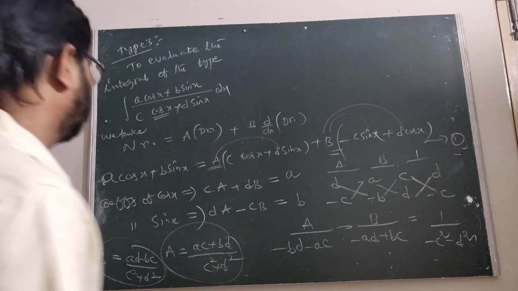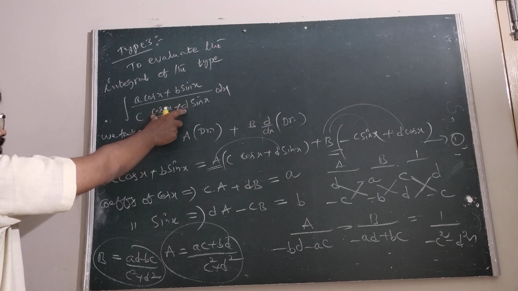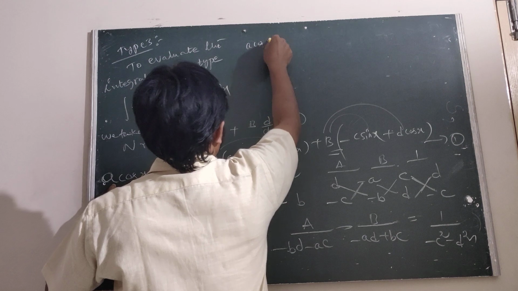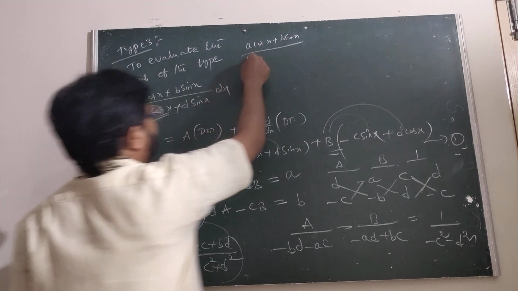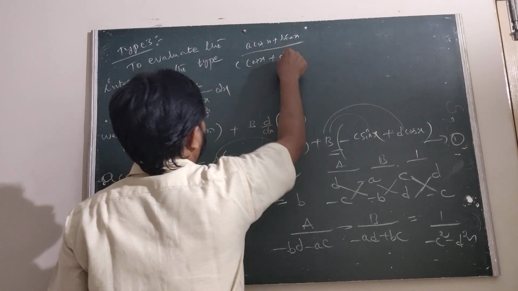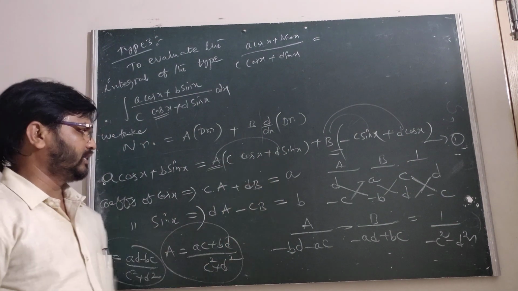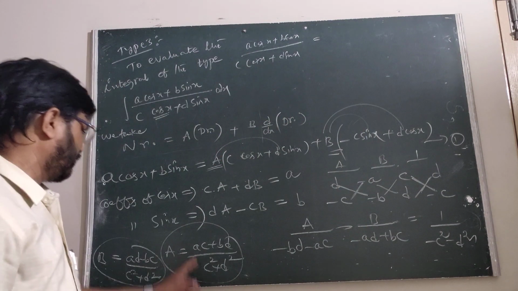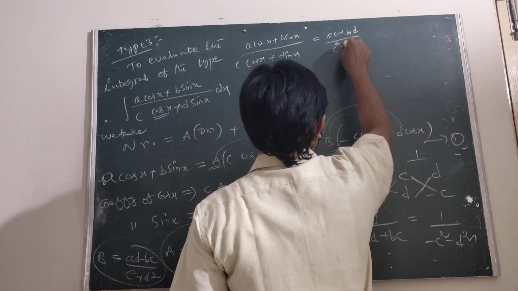So how to find this one, sir? Here this is the numerator. We can divide the numerator on both sides by this one. We are getting A cos x, B sin x, the whole divided by C cos x plus D sin x, equals A by this one. The denominator cancels. We are getting A. What is the value of A? We are getting AC plus BD by C square plus D square.